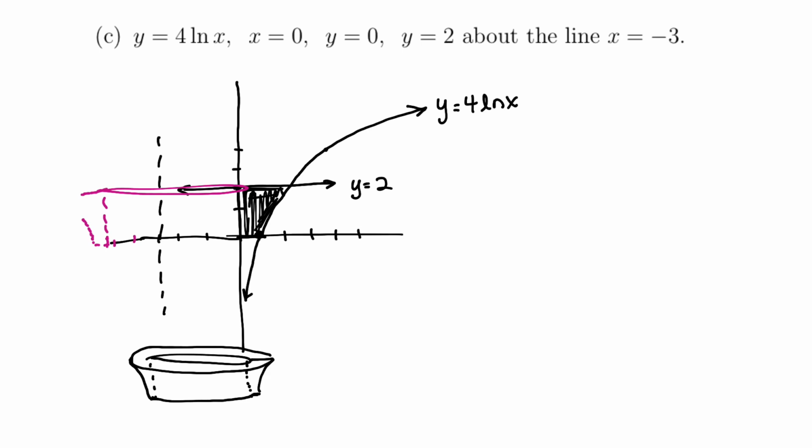Got our different shapes. So what's important though is recognizing that we are going about the line x equals -3, and the x equals -3 is a vertical line. Therefore, it acts like a y-axis. And so when I cut, I'm cutting perpendicular. Do you see what I'm saying? I'm cutting perpendicular, which means I'm going to do dy.